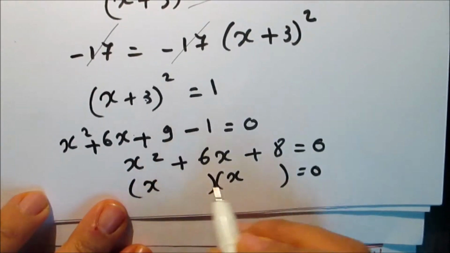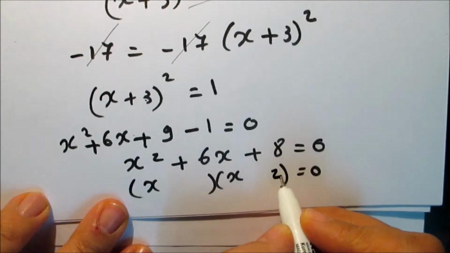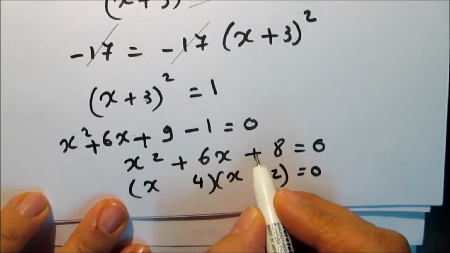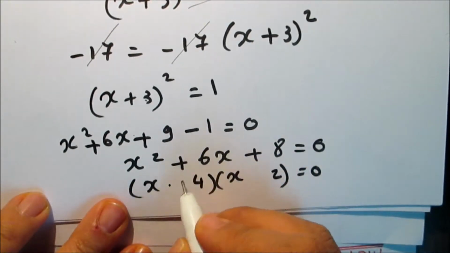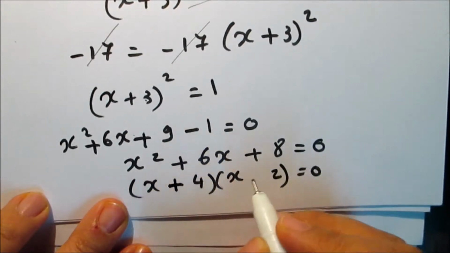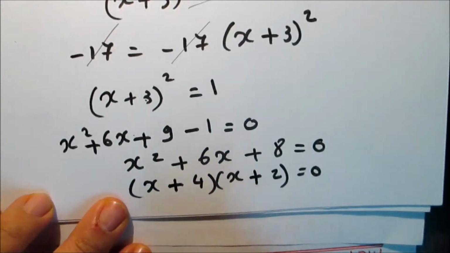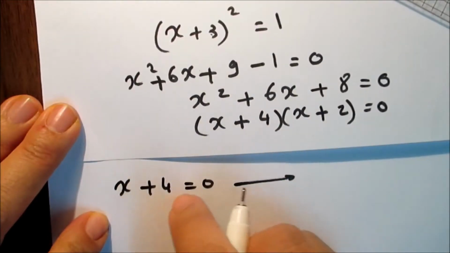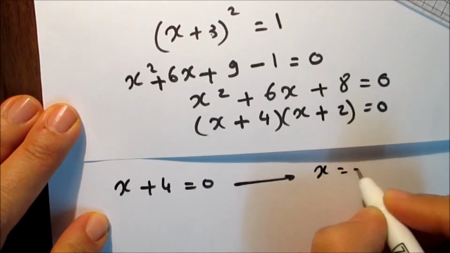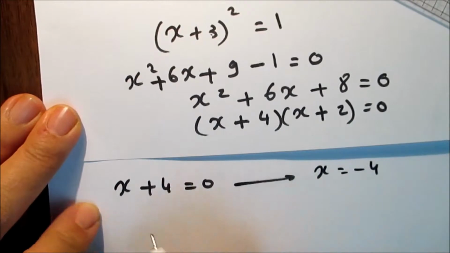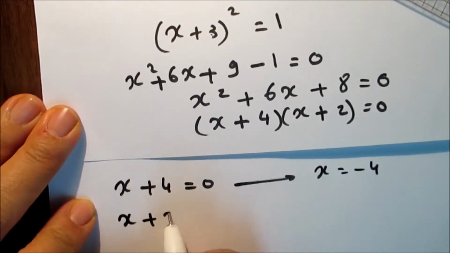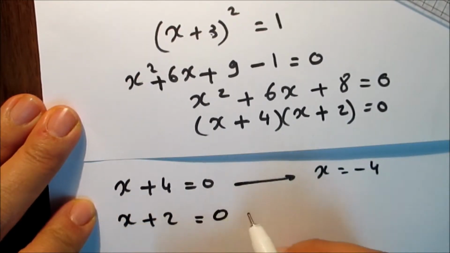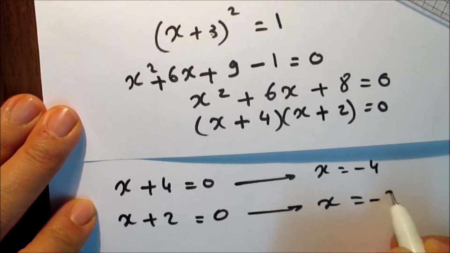x squared means x times x. 8 means 2 times 4. We have positive signs, so the two signs will be the same. Take the sign of the middle term for both signs. So (x plus 4) times (x plus 2) equals 0. If x plus 4 equals 0, then x is negative 4. And if x plus 2 equals 0, then x is negative 2.